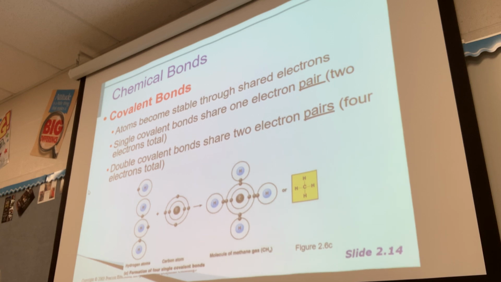Sometimes the bond can be extra strong. If the bond needs to be extra strong, then they will share 4 electrons instead, 2 from each one. And that's called a double covalent bond. I know they can do triple bonds, which are really, really strong and very difficult to break. I don't know if they can do quadruple or 4 bonds. But there are triple covalent bonds that are possible. So the more bonds, the stronger it is.